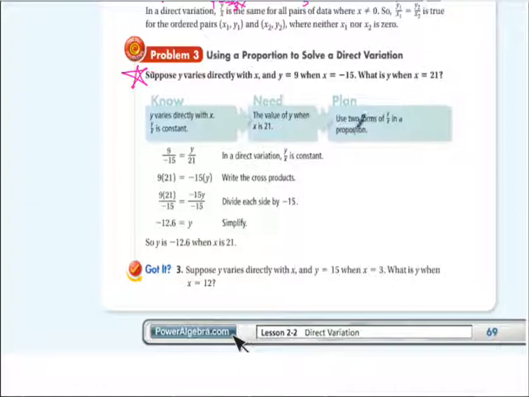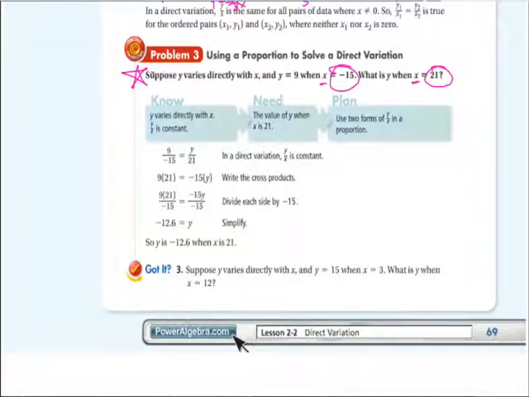Well, very simply, we can use a proportion to solve. If it's a direct variation, they should have the same proportion. They should equal the same ratio. So I can say 9 over negative 15 equals y over 21. I make sure that if I put negative 15 on the bottom, I put 21 on the bottom because they are both x's. Okay? Easy enough.